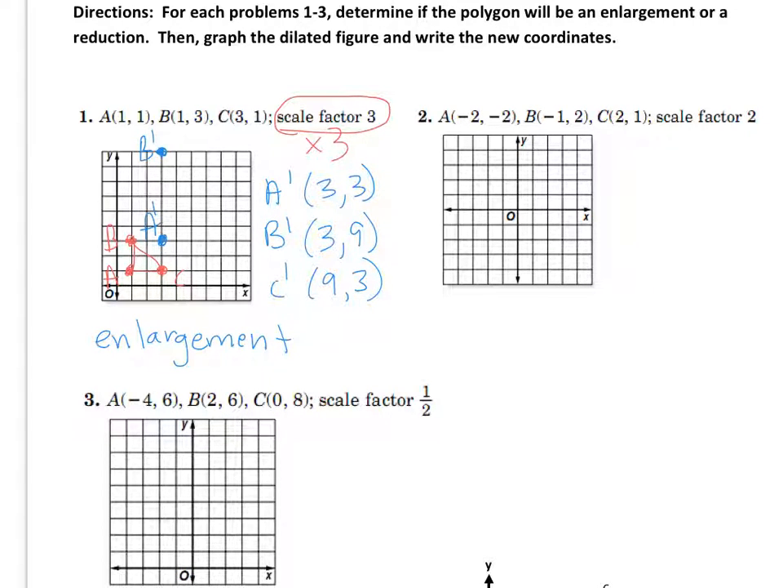And remember, prime just means that's the new shape. That's the one that's been changed. And then C prime is 9, 3.